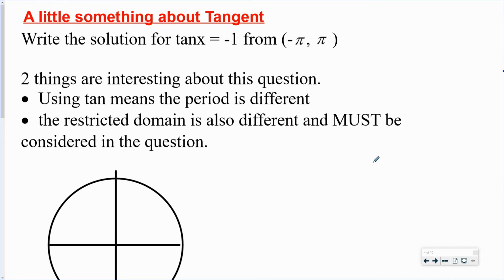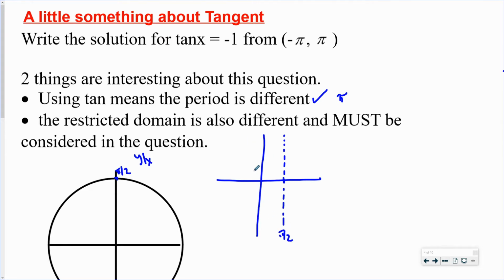So what would the solution look like? Well, like I said, period is different. It's pi, and it has a restricted domain, right? You can't equal certain values for tangent, if you recall. So one of those values is over here at 90 degrees, at pi over 2, right? Anywhere where the x value is 0 is going to give you an asymptote. So if we were to sketch out pi, so there's pi over 2, and this would be negative pi over 2. So one cycle of tan looks like this.